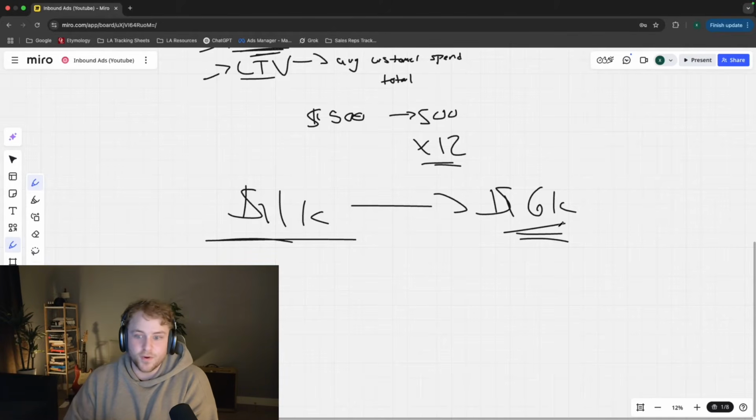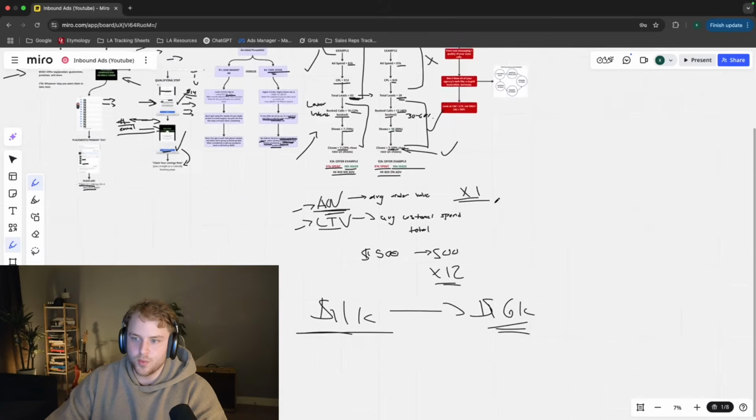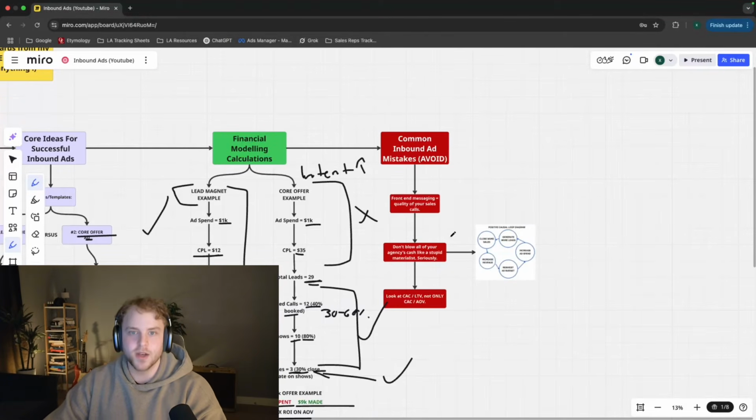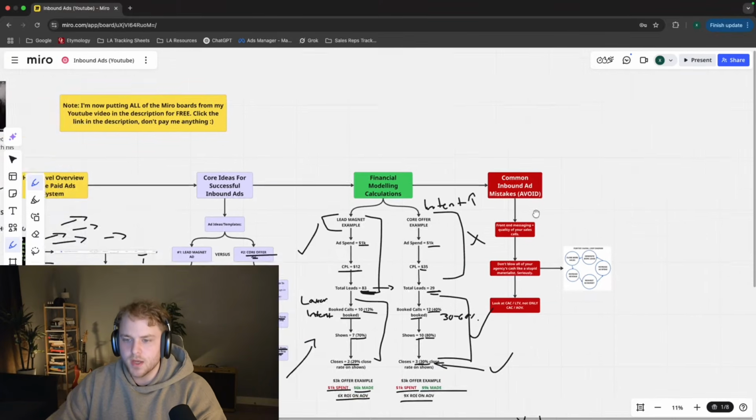It's probably because they've done this before and they just ran some ads for themselves and acquired some clients. Okay, very crucial to know how important this is for your own business. I want to throw in one caveat, then we'll get into some common inbound ad mistakes that I don't want you making that you absolutely need to know.